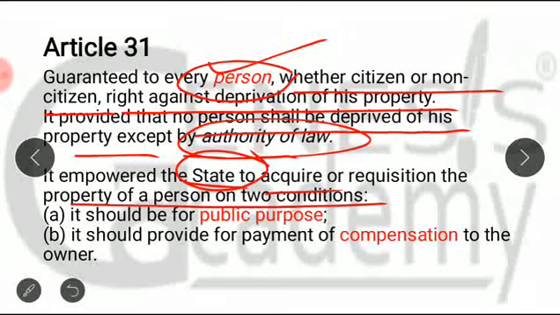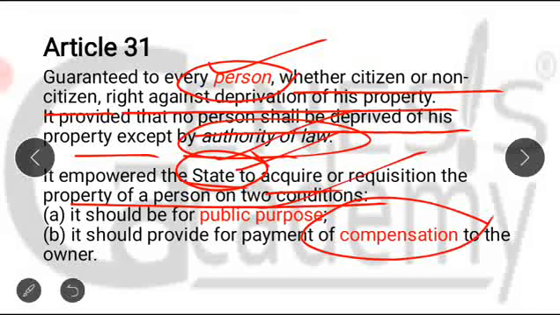That means it empowered the state. State किसको बोलते हैं? Under Article 12, the state has been defined. I will not go into the detail of that. यहाँ पे इतना याद रखना है that the state has been empowered to acquire the property of a person only on 2 conditions. That means number 1, the acquisition or requisition of the property should be for the public purpose, and number 2, the state should provide for the payment of the amount of compensation to the owner. तो ये याद रखना है.